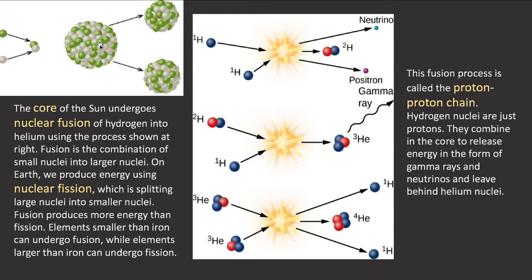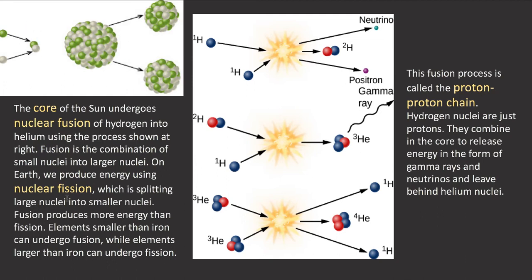The inverse of that would be taking a big nucleus and splitting it up into smaller ones, and this is called fission. So we have fusion here and fission here. Both of these processes can create energy. On Earth, we produce energy using nuclear fission, so our nuclear plants work on fission. The sun produces energy using fusion.